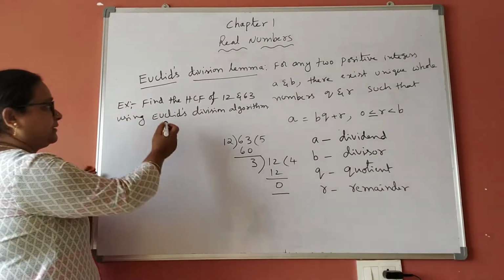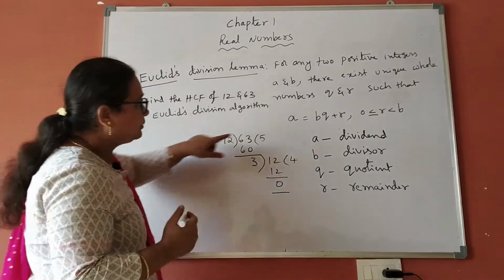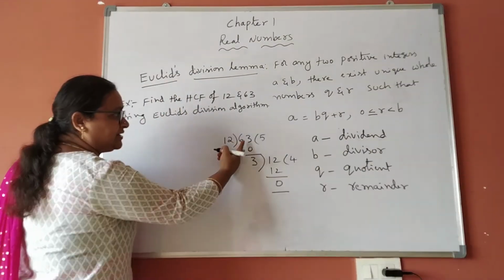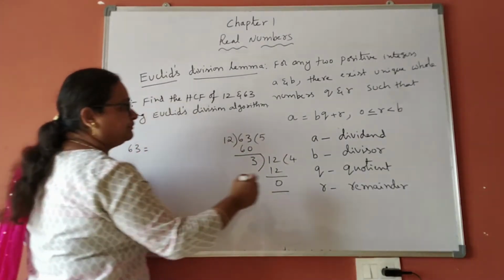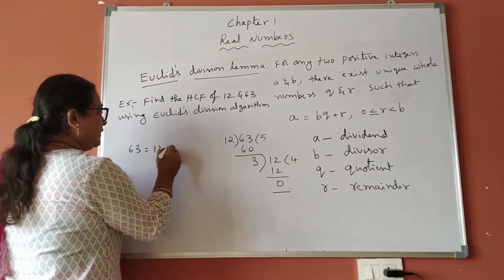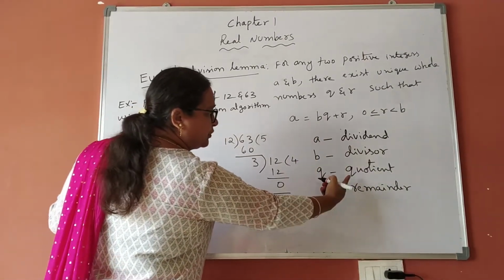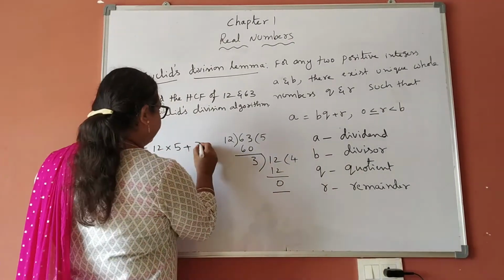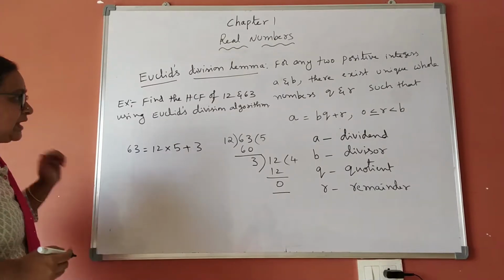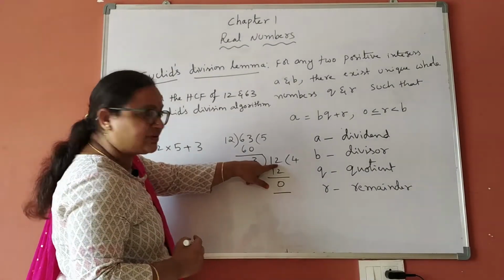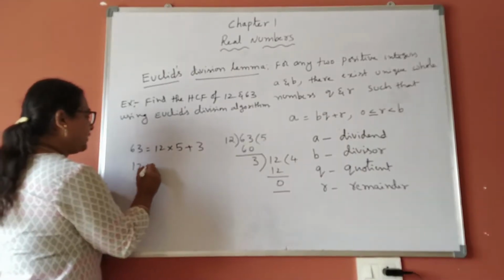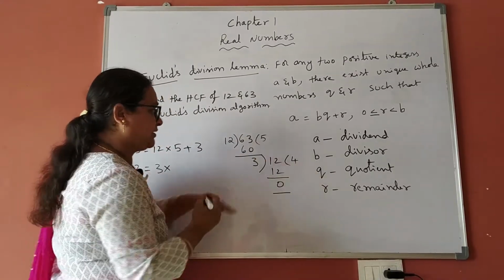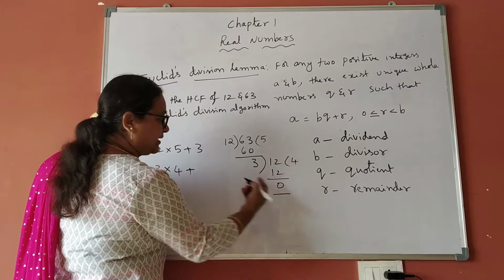Now we will write the division algorithm for this. So what is the division algorithm? A is equal to BQ plus R, where A is the dividend. What is the dividend here? 63 is equal to divisor 12 into quotient 5 plus remainder 3. This is our first step. Now again, second step, what is the dividend here? 12. 12 is equal to divisor 3 into quotient 4 plus remainder 0.